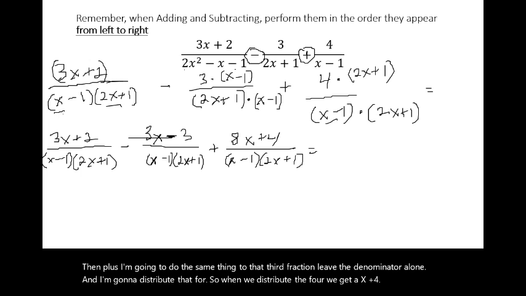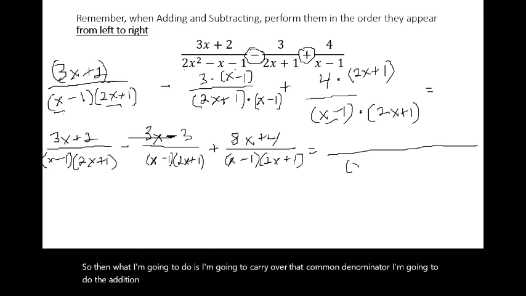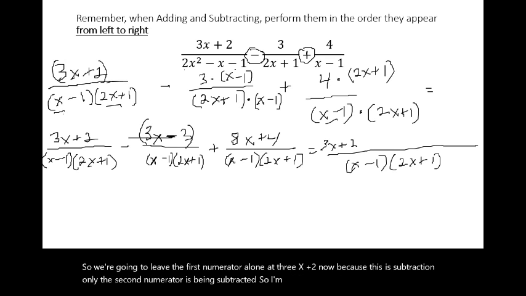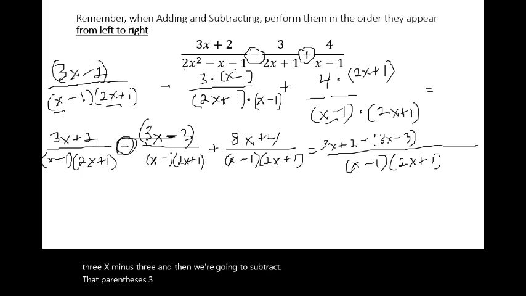So then what I'm going to do is I'm going to carry over that common denominator, and I'm going to do the addition and subtraction in the order that they appear from left to right. So we're going to leave the first numerator alone, 3x plus 2. Now because this is subtraction, only the second numerator is being subtracted. So I'm going to put parentheses around the 3x minus 3, and then we are going to subtract that parentheses 3x minus 3. Now only that second numerator is being subtracted, so as soon as the parentheses end, the distributing ends. Then I'm going to add to it that last numerator, 8x plus 4.